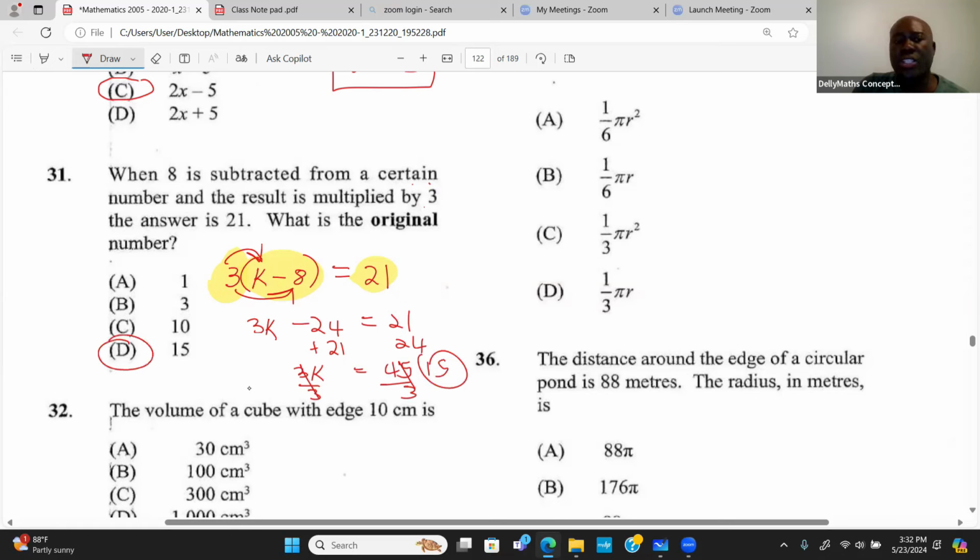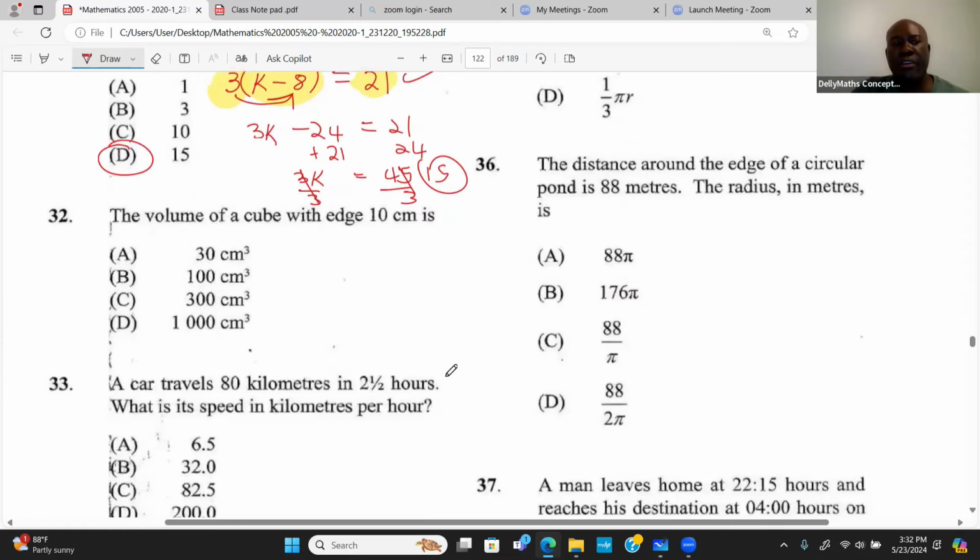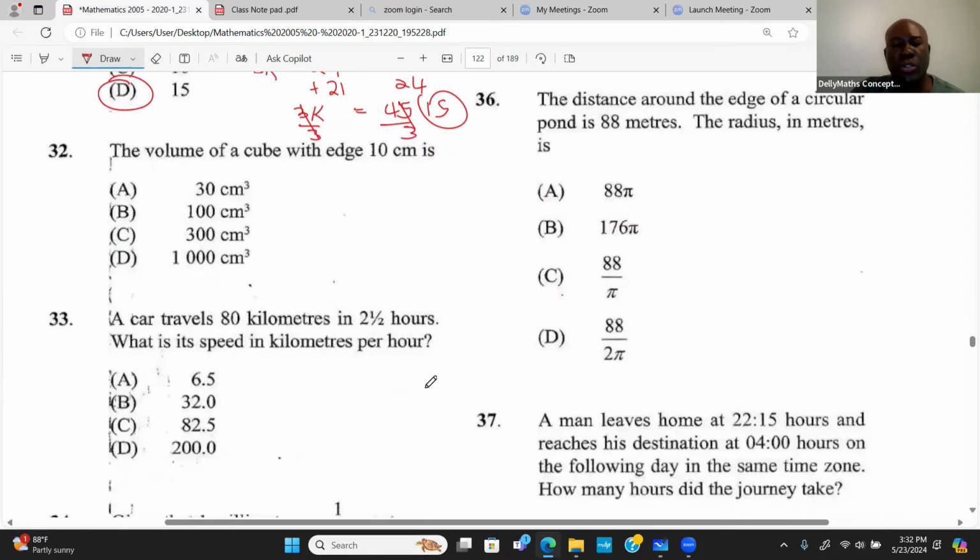If you want to double check it, you could say 15 take away 8. That's going to give us 7. If you multiply this by 3, you will get 21. That's what they were saying. All right. So that was just a quick verifier to make sure that you understand you're positive going forward.